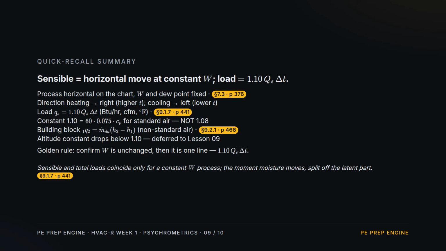Quick recall. A sensible process is a horizontal move at constant humidity ratio. Heating right, cooling left, dew point fixed. The load is 1.1 times airflow times temperature change, with 1.1, not 1.08, for sea level standard air. Underneath it is mass flow times specific heat. Golden rule. Confirm the humidity ratio holds, then it is one line.